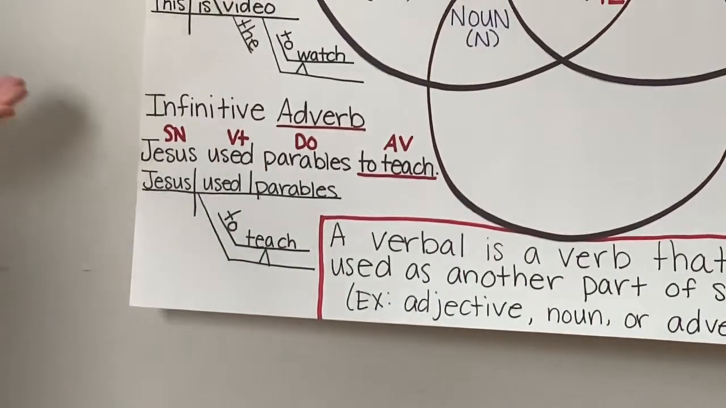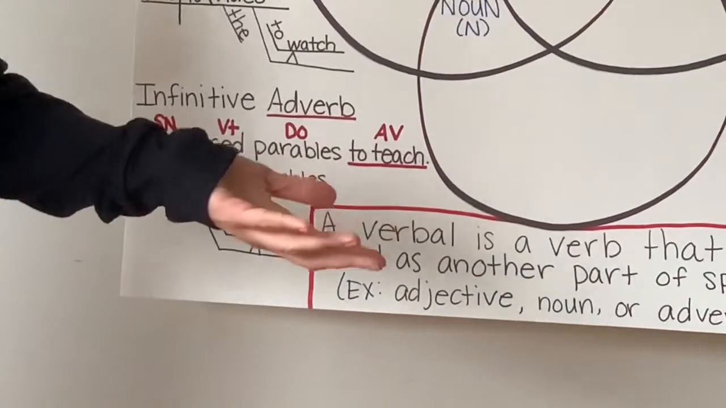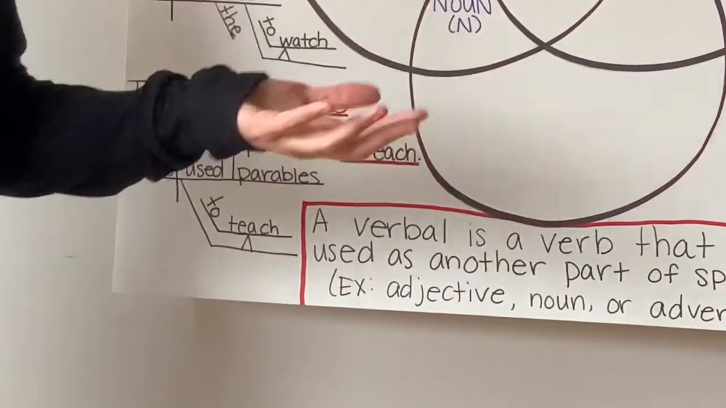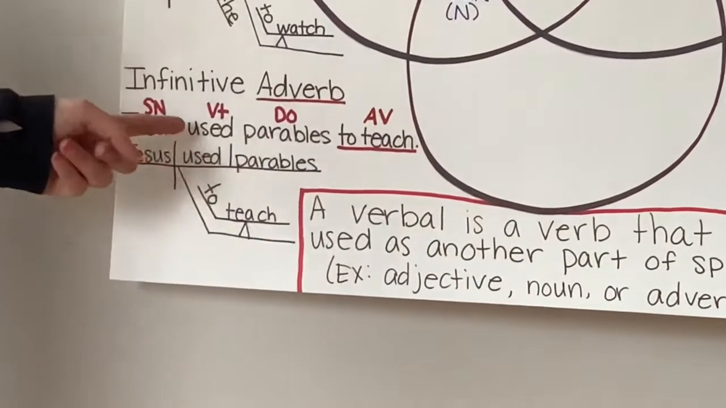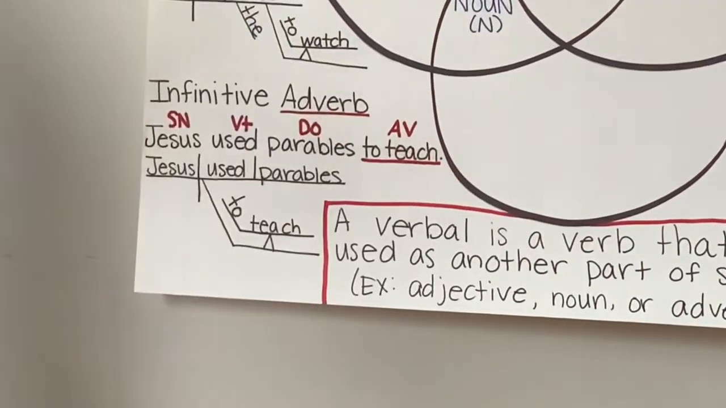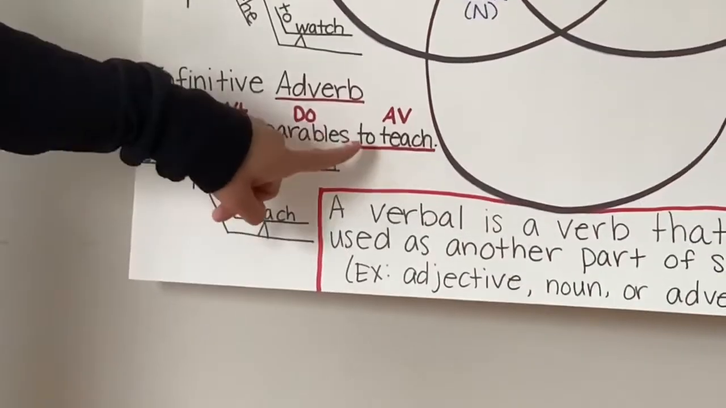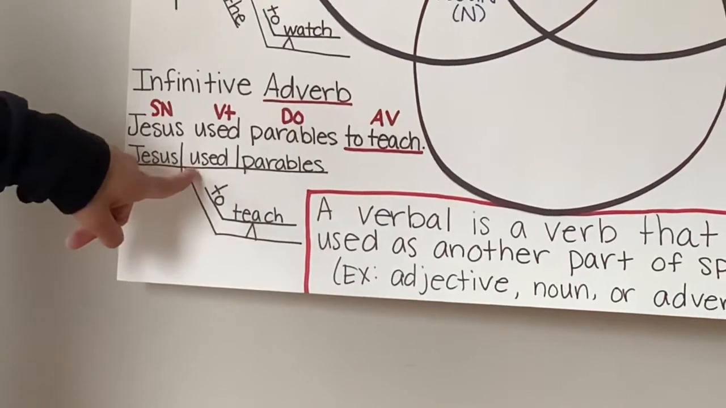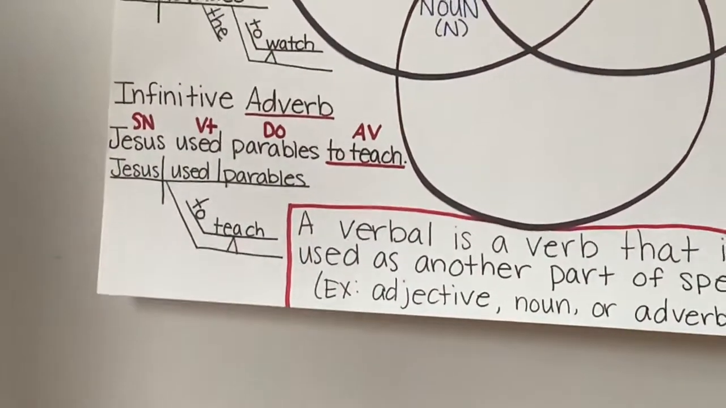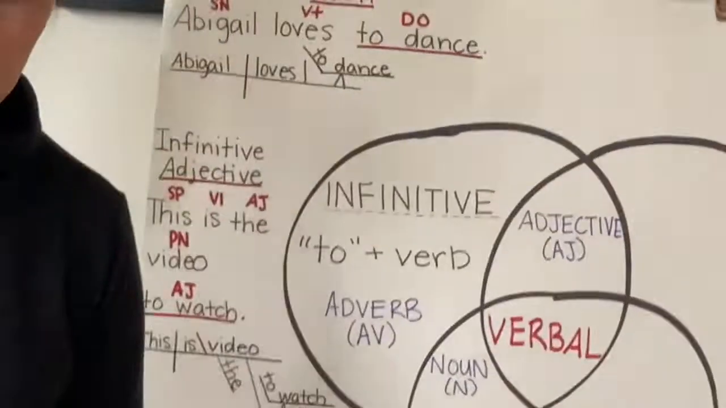Okay, he used them why? Okay, that's one of our adverb questions, right? How, when, where, why. Okay, he used them. Why? To teach. So it's an adverb infinitive. So the same thing, since it's an adverb, it's going to go under our verb, just like that, on stilts. Okay? So that's everything about infinitives today.